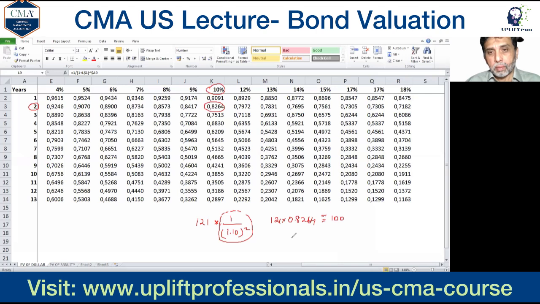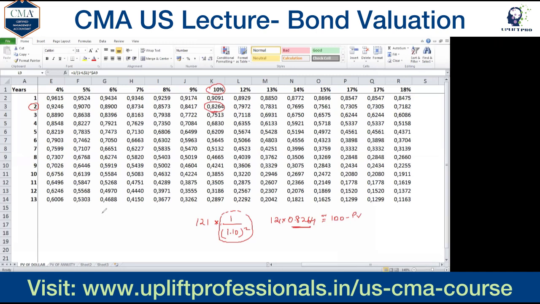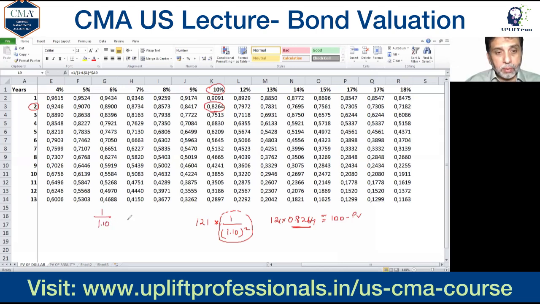Okay. So this is the present value. Now, how do you get this in your calculator? We got it from the present value tables. You don't have to know it in the calculator, but I'll tell you. So now everybody who has a calculator, I hope all of you have calculators. Do you all have calculators? Yes, sir. Okay. Do 1 divided by 1.10. Do that.